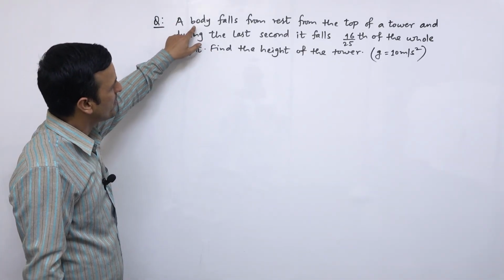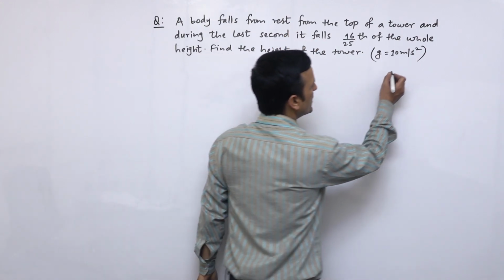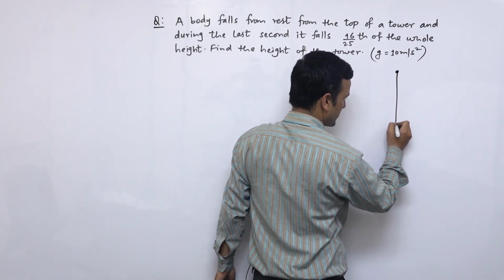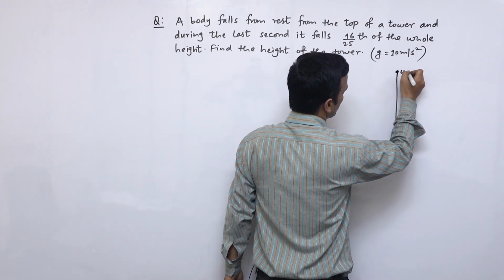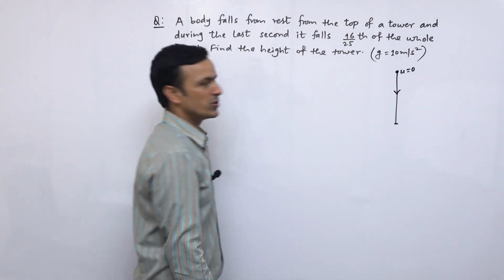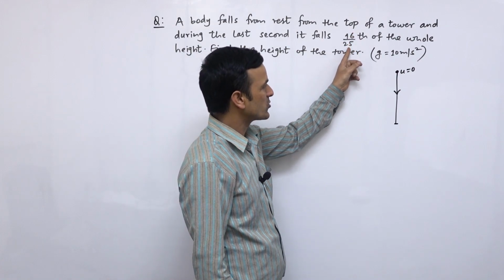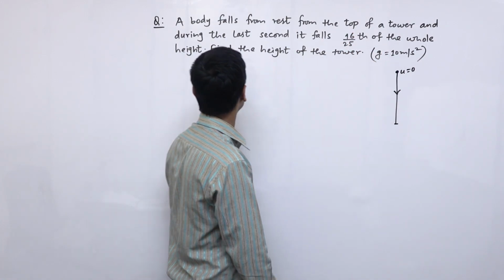अब यो क्वेशन हेरौँ. A body falls from rest from the top of the tower. कुनै एउटा टावरबाट बडीलाई हामी खसाल्दैछौँ, u इज इक्वल टु 0. इन दिस केस हामीले यसरी खसाल्दैछौँ यो डिरेक्सनमा. And during the last second it falls 16/25 of the whole height.